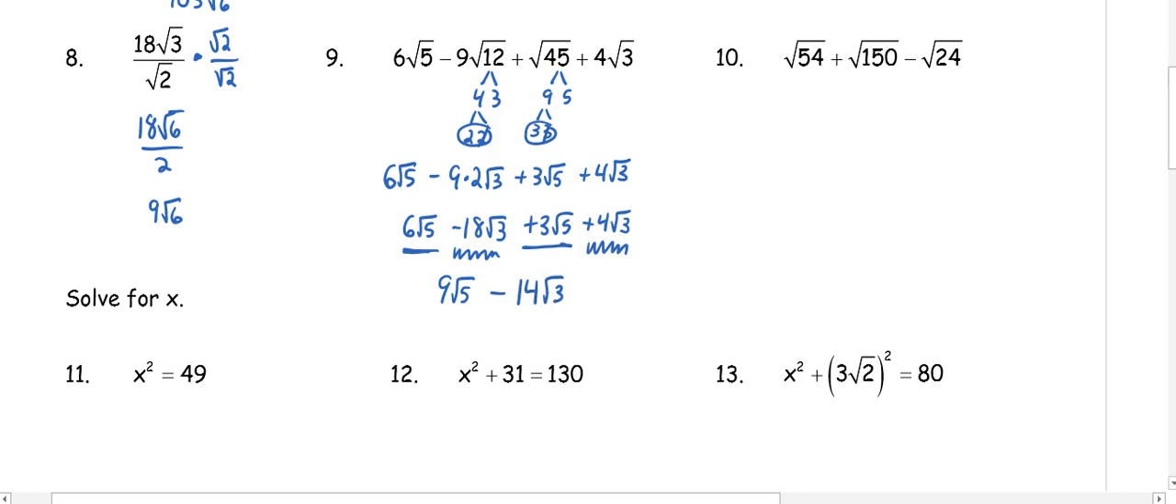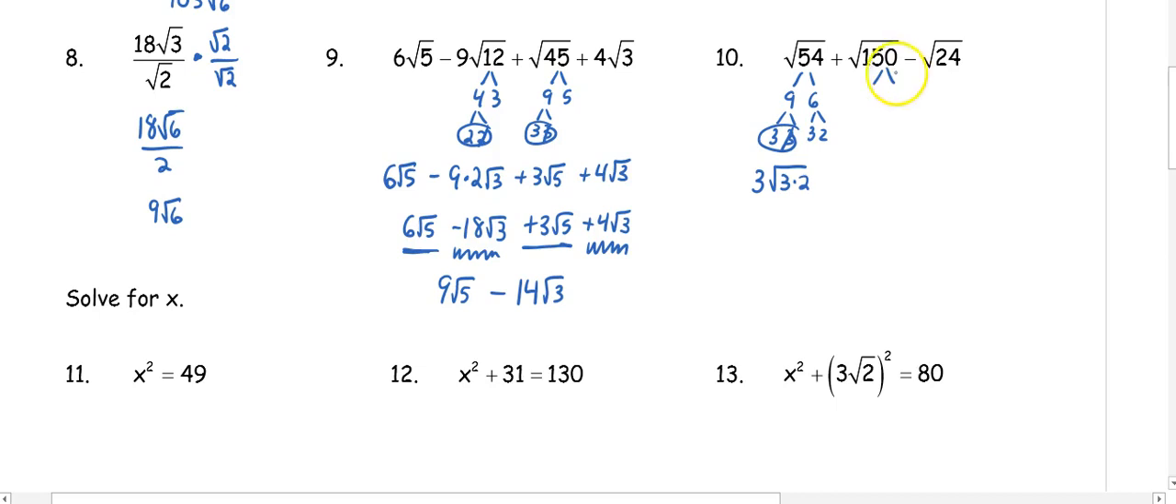Number 10, we have to simplify all of our radicals first. So two numbers that multiply to 54 are 9 and 6. Two numbers that multiply to 9 are 3 and 3. 6 is 3 and 2. So we have a pair of 3's and a 3 times 2 left over for 150.